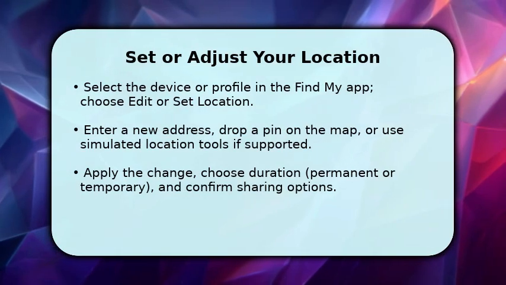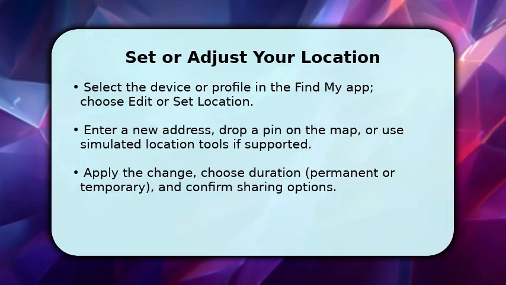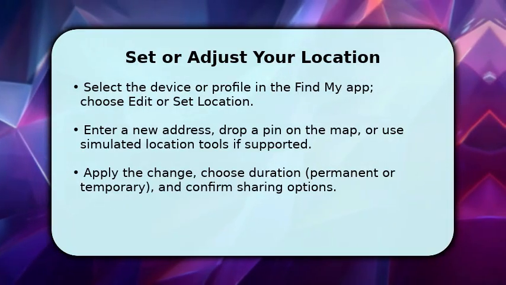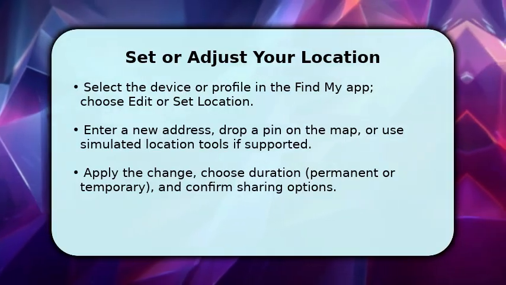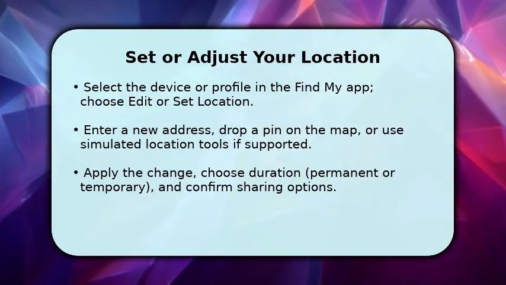You now pick the specific device or profile and choose Edit or Set Location to change where it appears. If available, drop a pin on the map for exact coordinates, type an address for convenience, or use a simulated location tool if you need a temporary position.